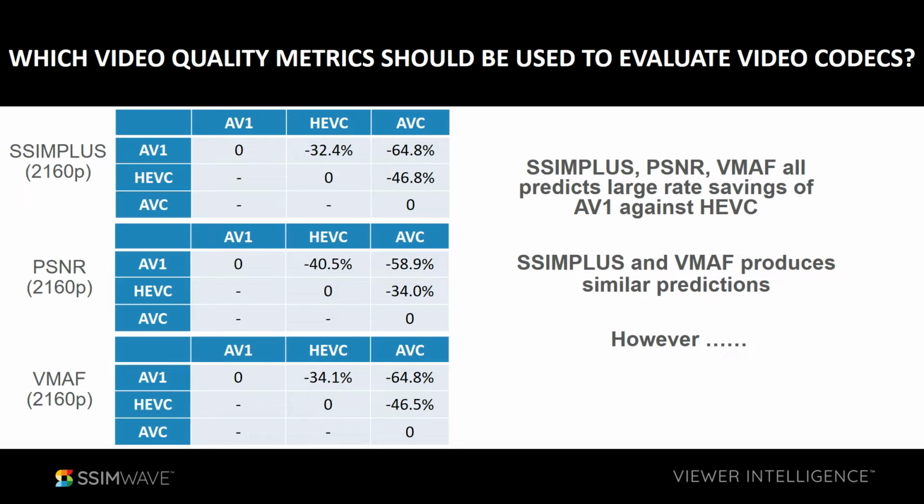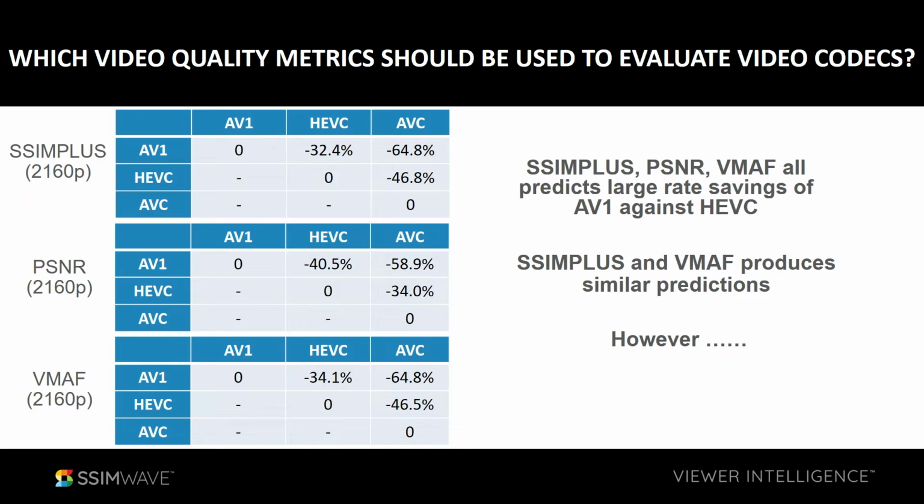Probably more interesting is if you compare SimPlus with VMAF, which is the quality metric by Netflix. They are surprisingly very similar to each other. For example, if you look at AV1 versus HEVC, both of them about 30%. And AV1 versus AVC, it's about 64, 65%. So they give you quite similar results.